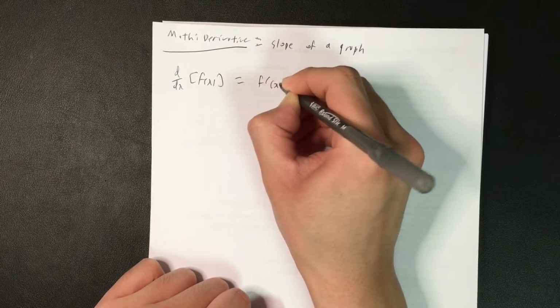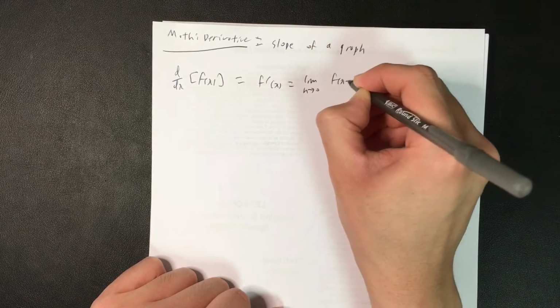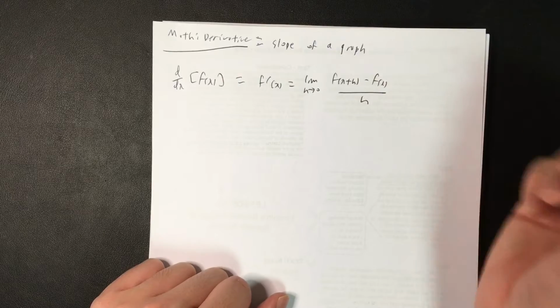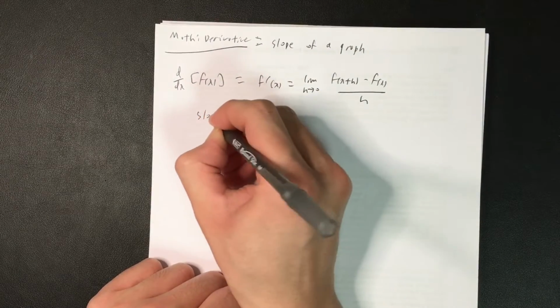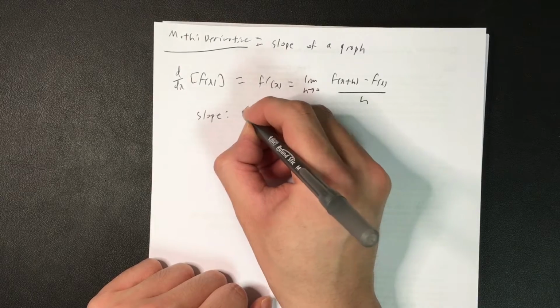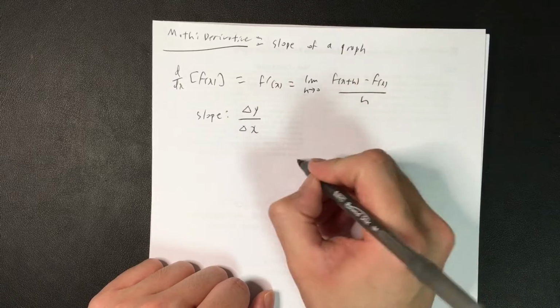or it can also be known as f prime of x, equals the limit as h goes to 0 of f of x plus h minus f of x divided by h. What this definition means is that the definition of slope, the definition that we learned in algebra, is change in y divided by change in x.